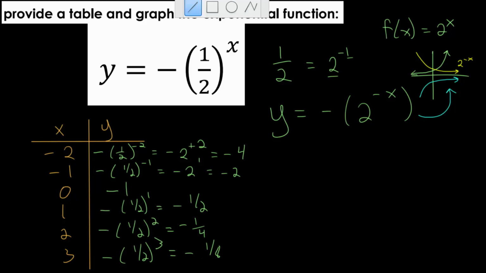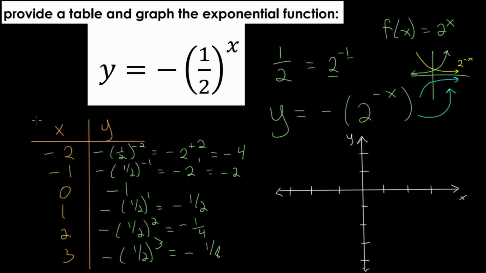Let me quickly make a coordinate plane. We know this first coordinate point is at -2, -4, so down here. Then we go to -1, -2. We go to 0 and -1. Then we go to 1 and -1/2, 2 and -1/4, and 3 and -1/8. So something like that. And let me quickly draw in this curve.